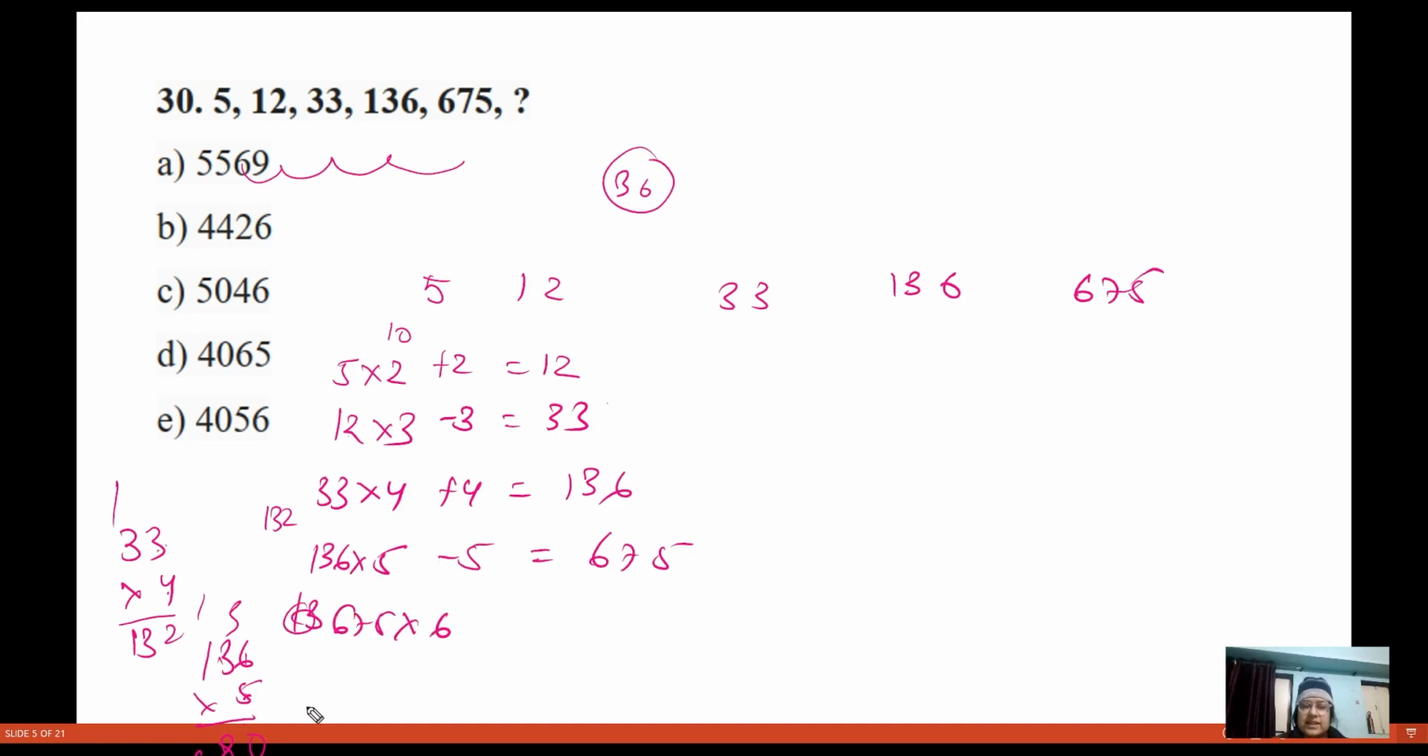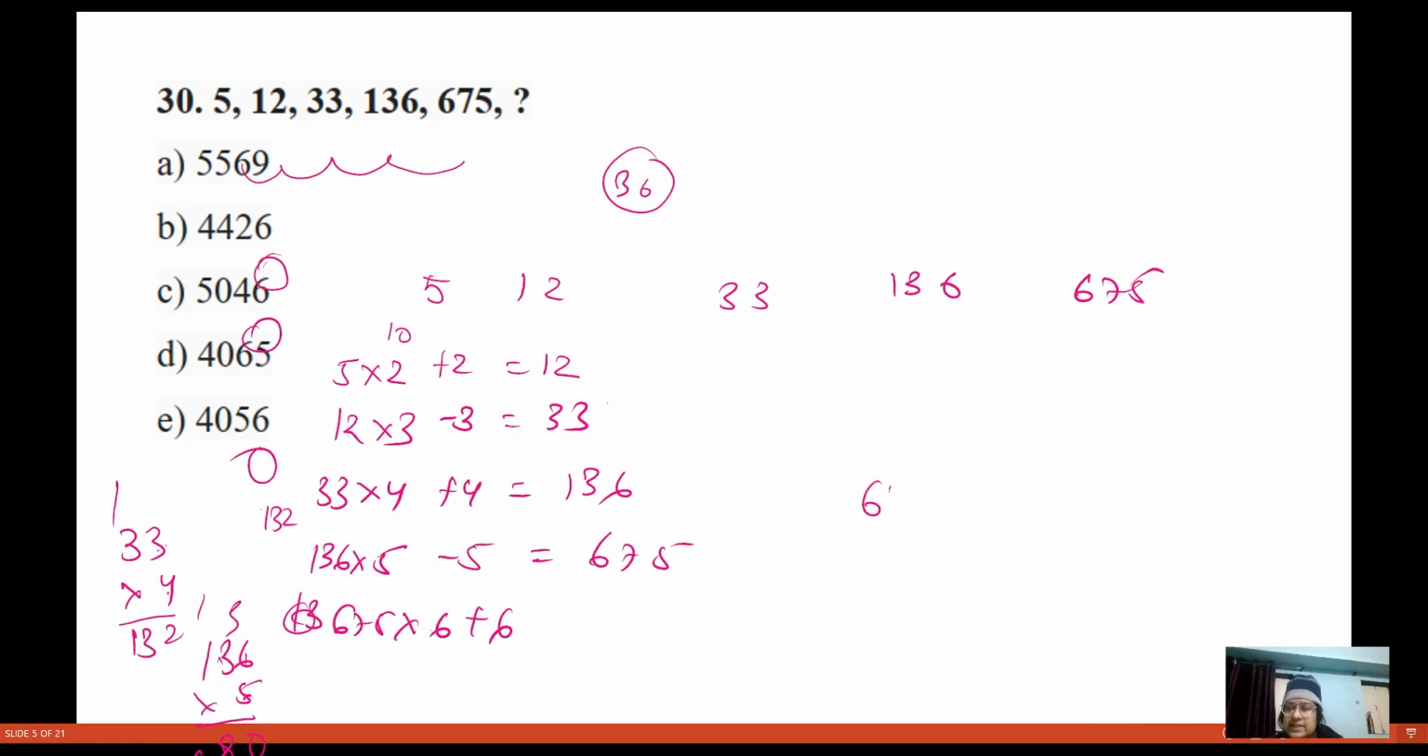675 into 6, okay, plus 6. So either this or this is going to be our answer. Because all of these have 6, because 5 6s are 30 and 30 plus 6 is 36.